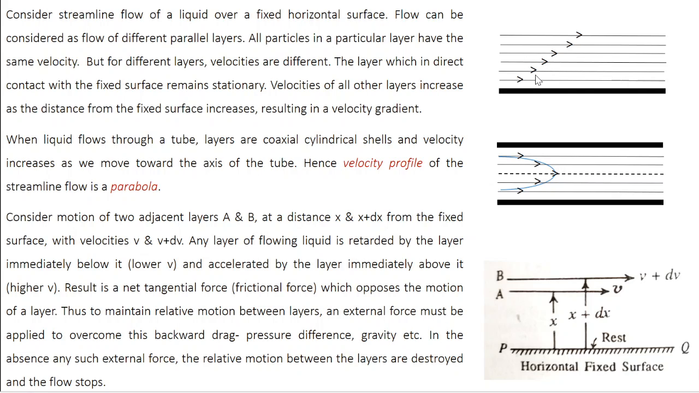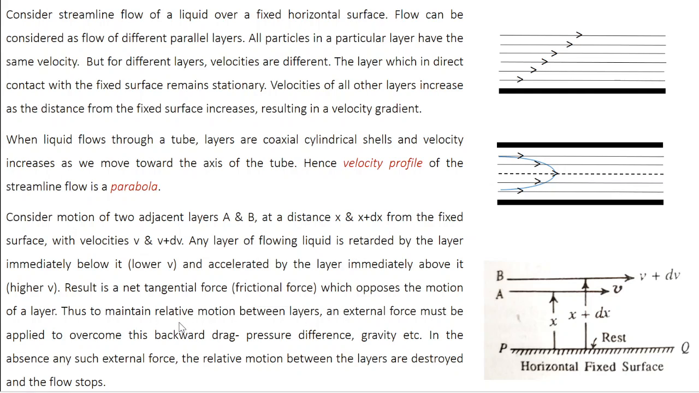So the combined effect is that the layer is going to experience a net tangential force which opposes the motion of the given layer. In other words, a layer is going to experience a frictional force that opposes the relative motion between the layers. So all the liquid layers are going to face this resistive force or frictional force.